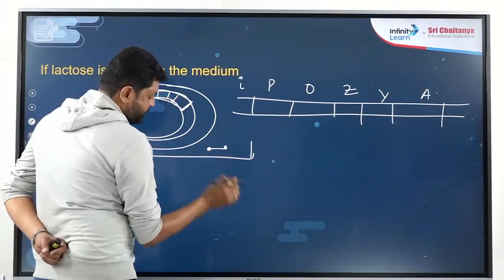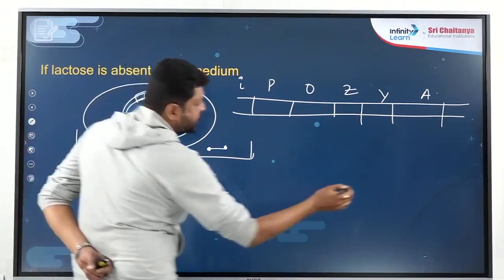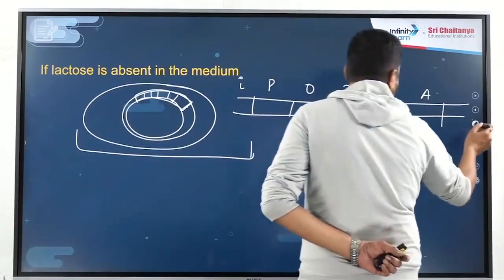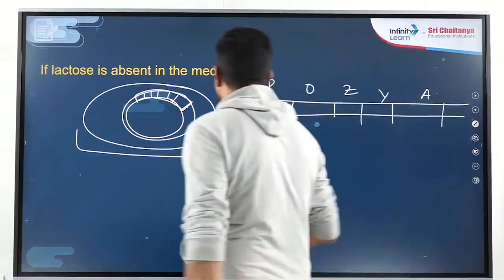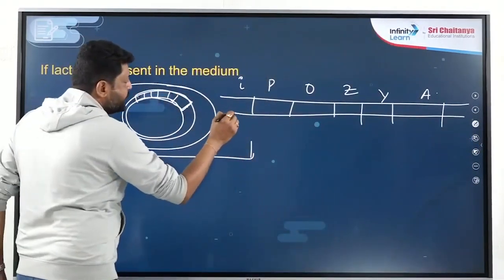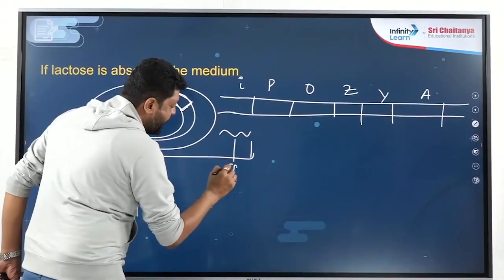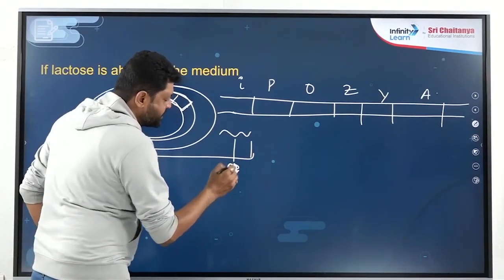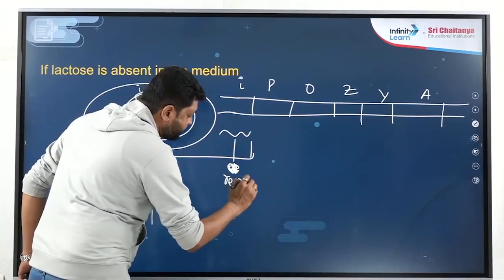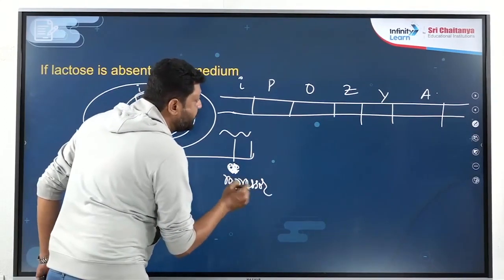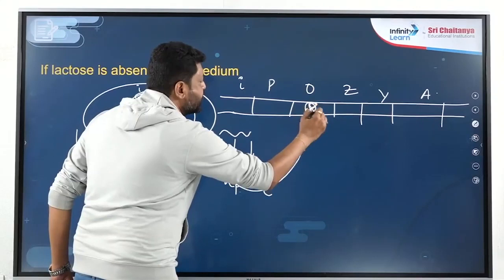Sorry, lactose is absent. If lactose is absent, then what happens? This is the regulatory gene. It produces mRNA and then a protein, which is called the repressor. The repressor will go and bind to the operator.